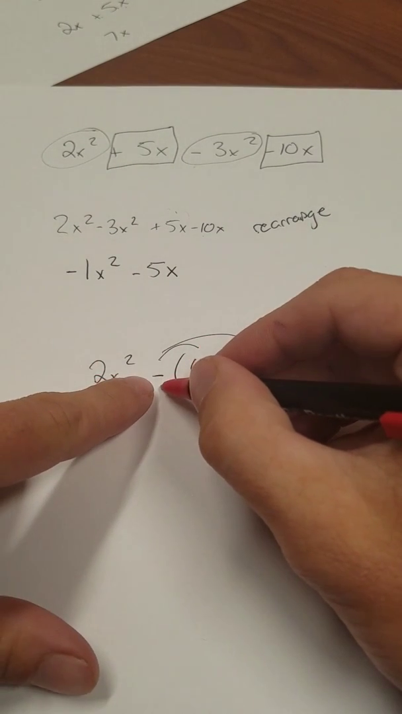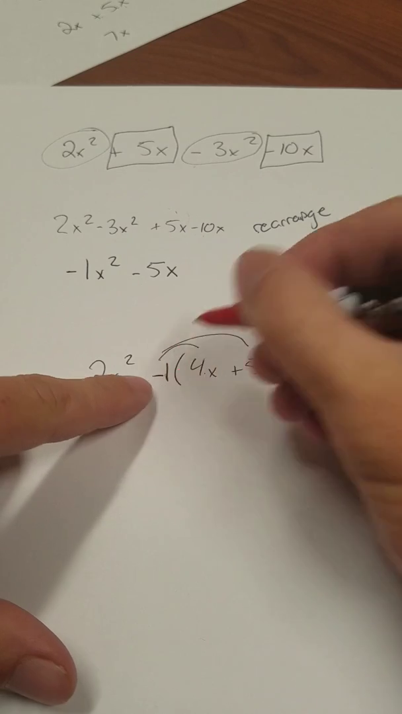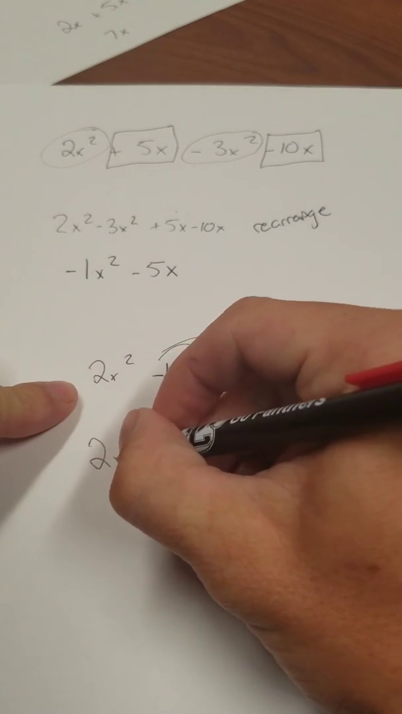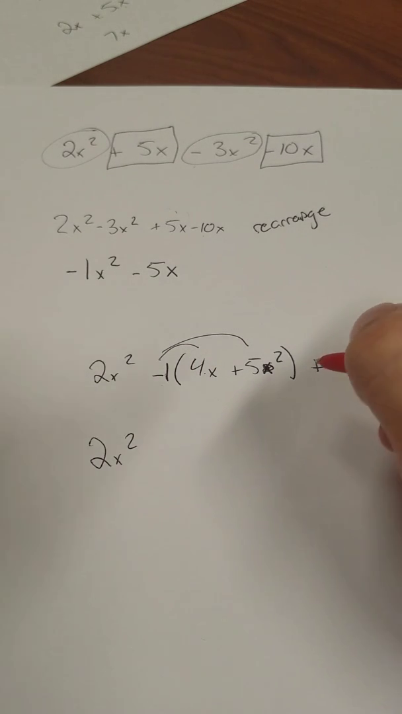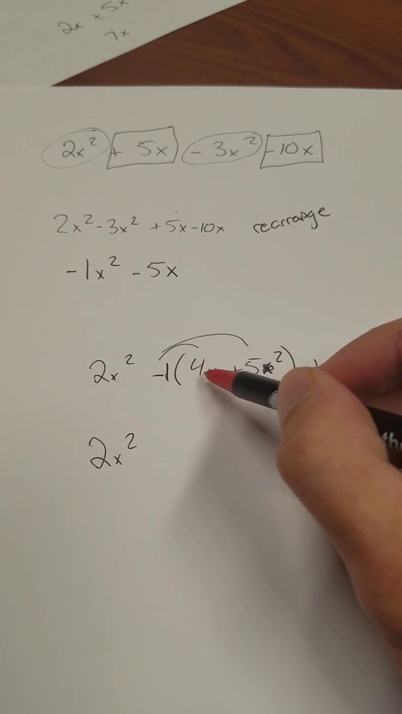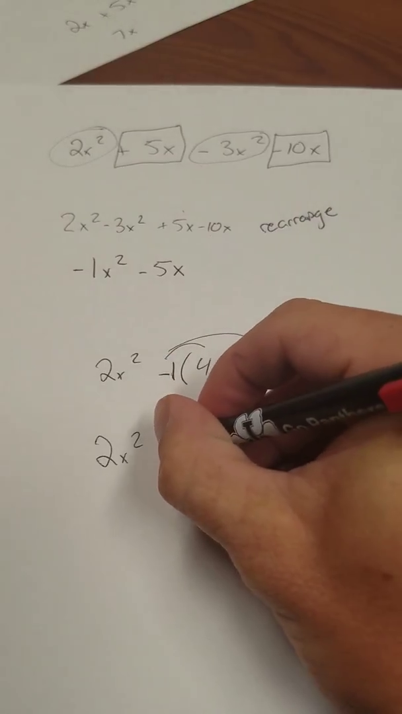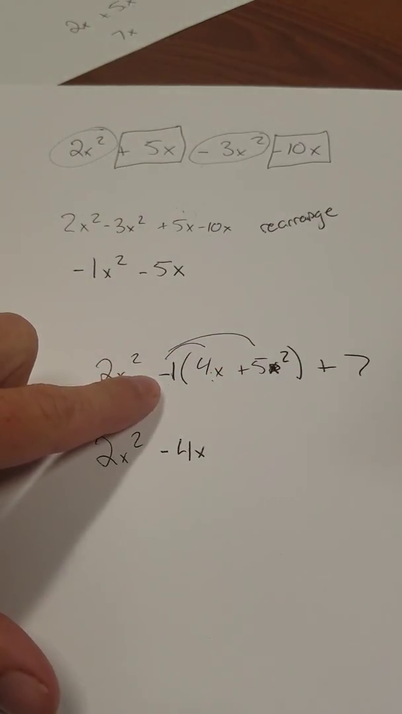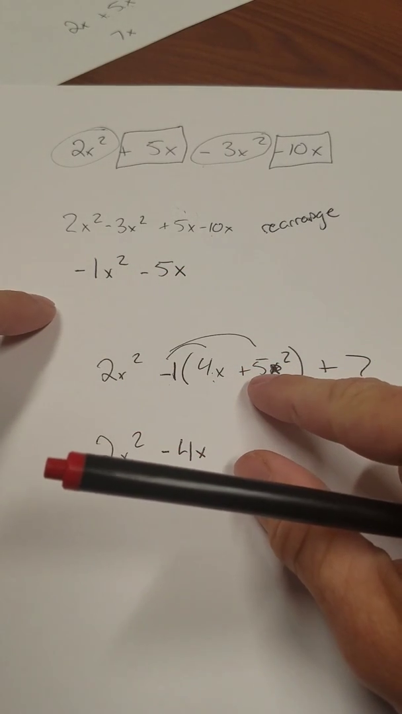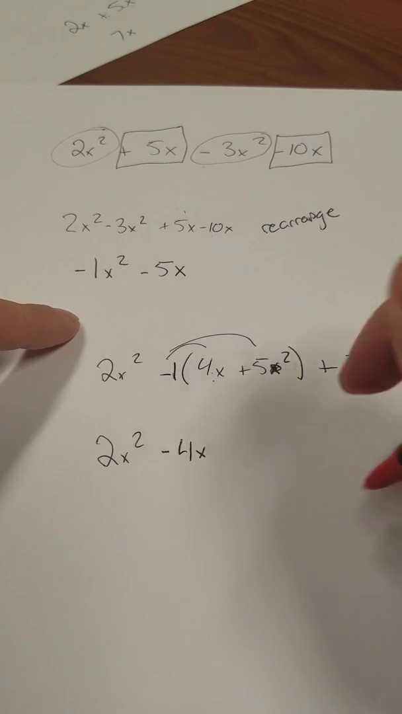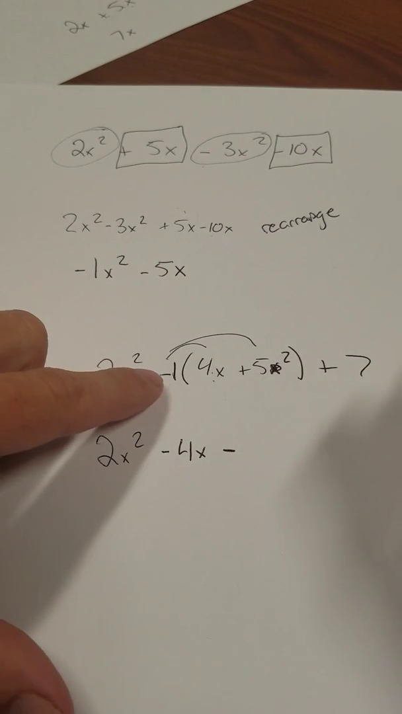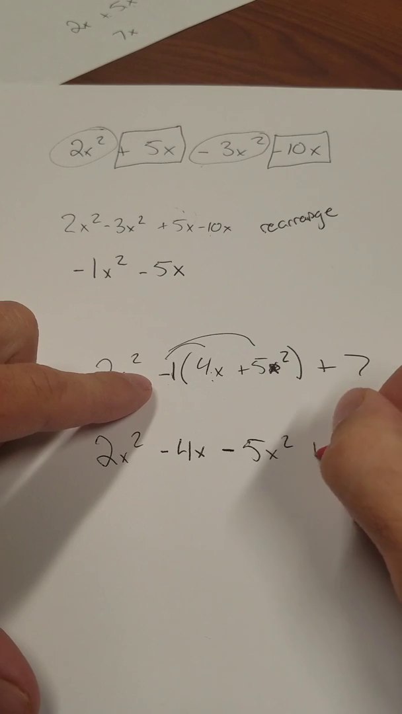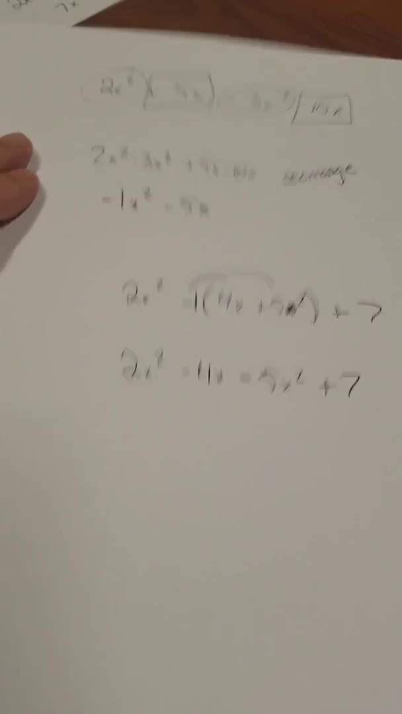Now, this negative. This is like a -1. So I'm distributing or multiplying by -1. So 2x squared not affected. He's hanging out on the outside having fun. The -1 times the 4x, okay? This turns this into a -4x. The -1 times the positive 5x squared. A negative times a positive gives you a negative. And then what is it? It's 5x squared. The 7, not affected at all. He's still on the outside.